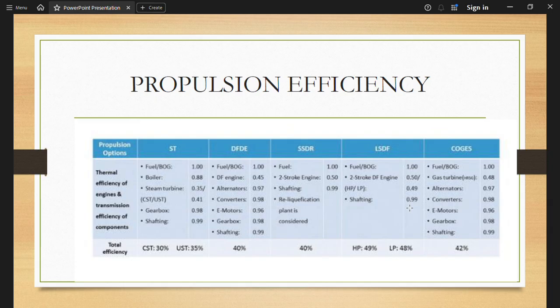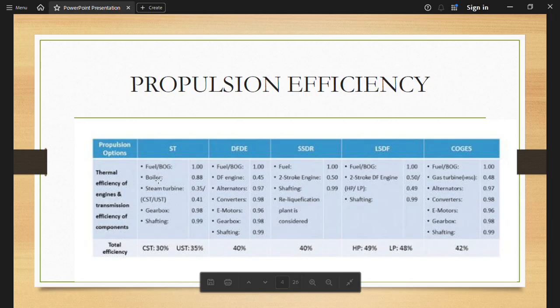So when we speak about this, we'll take a few parameters on which they set the benchmark for the efficiency factor to be calculated. Those are the thermal efficiency of engines and the transmission efficiency of components. That is fuel and that is boil off gas. The different propulsion types are steam turbine, DFDE, SSDR, LSDF and COGES. So these things are given.